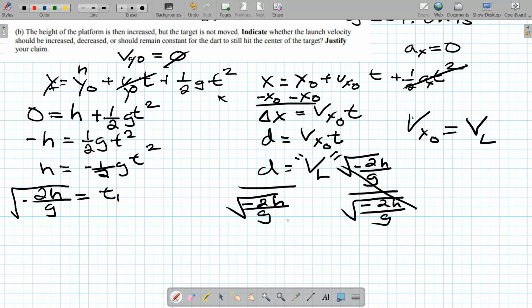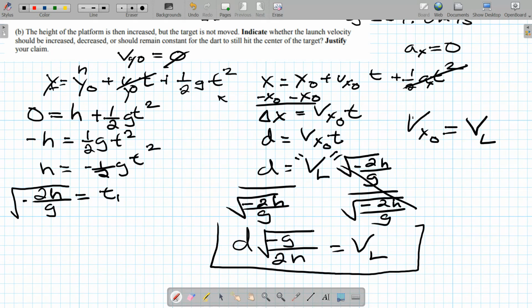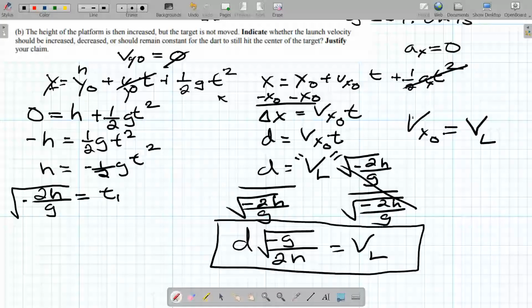I can conjugate this. So when I conjugate this, or I could just multiply by the reciprocal of this. So if you do that, you could get d times the square root of negative g over 2h equals VL. And that's it. So that's only part B. Now, we still have to answer the last question.